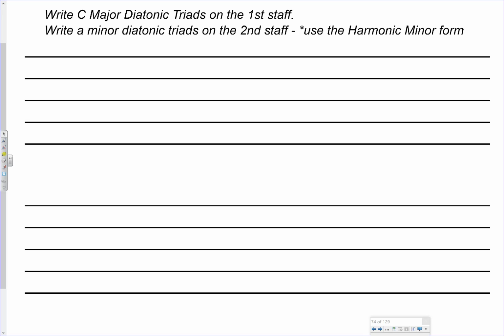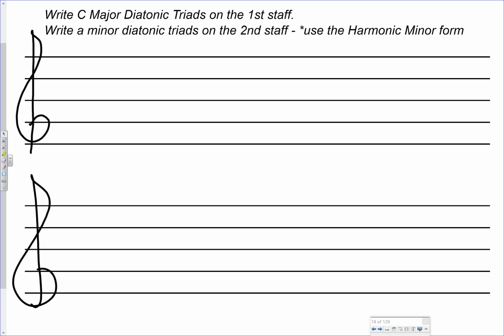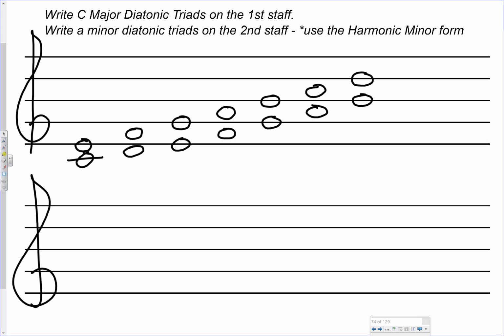So, first, on the first staff, I'd like you to draw a treble clef, and on the second staff, a treble clef. On the first staff, we're going to write C major diatonic triads. So let's do that now, together. First, I'm making all of my root notes for each triad. Then I'll make my thirds. And now I'll supply the fifth.